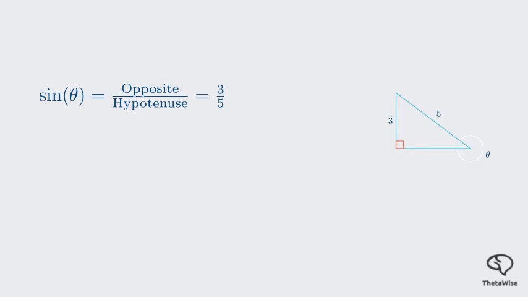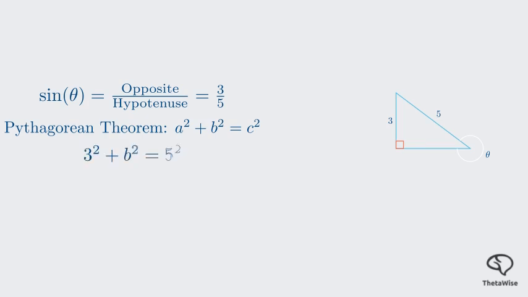Now what if we wanted to find the cosine and tangent? We'd need the length of the adjacent side. We can find this using the Pythagorean theorem. The Pythagorean theorem states that in a right triangle, the square of the hypotenuse is equal to the sum of the squares of the other two sides. So a squared plus b squared equals c squared. In our triangle, the opposite side is a, the adjacent side is b, and the hypotenuse is c.